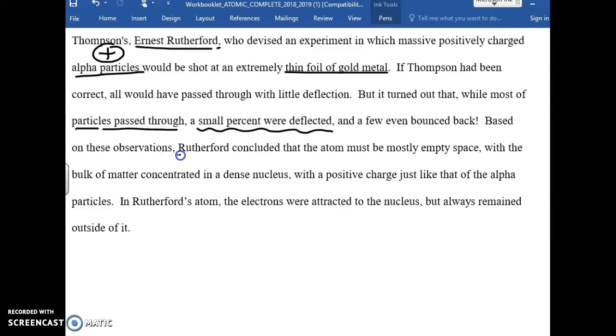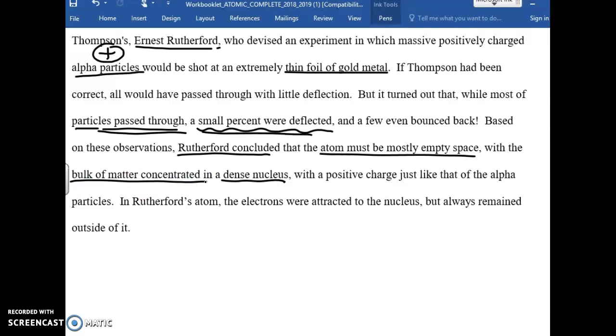Well, Rutherford concluded that the atom must be mostly empty space because most of them pass through without deflection. However, because some of them were deflected, there had to be something there deflecting them. That what was deflecting them was a dense nucleus where most of the matter was concentrated with a positive charge, just like that of the alpha particle. So when the positive alpha particle encountered the positive nucleus, there was repulsion.